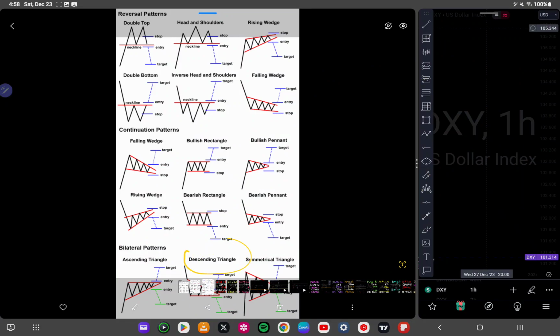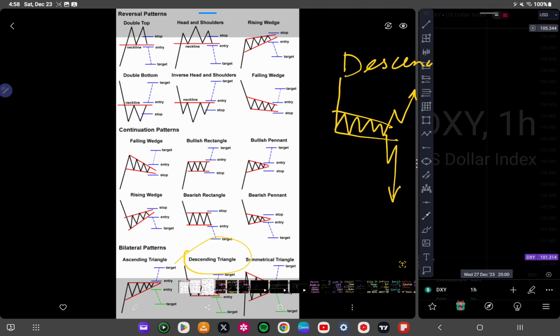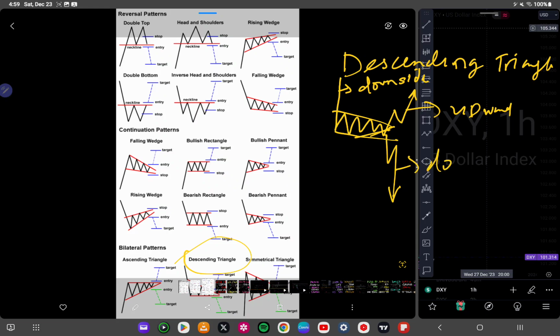So for the descending pattern, we are actually coming from the downside, and then we push up or push down. So the descending triangle, we can either push to the upside or to the downside depending on how it works, right? So this one is going to the downside, and we can either push upward or downwards.